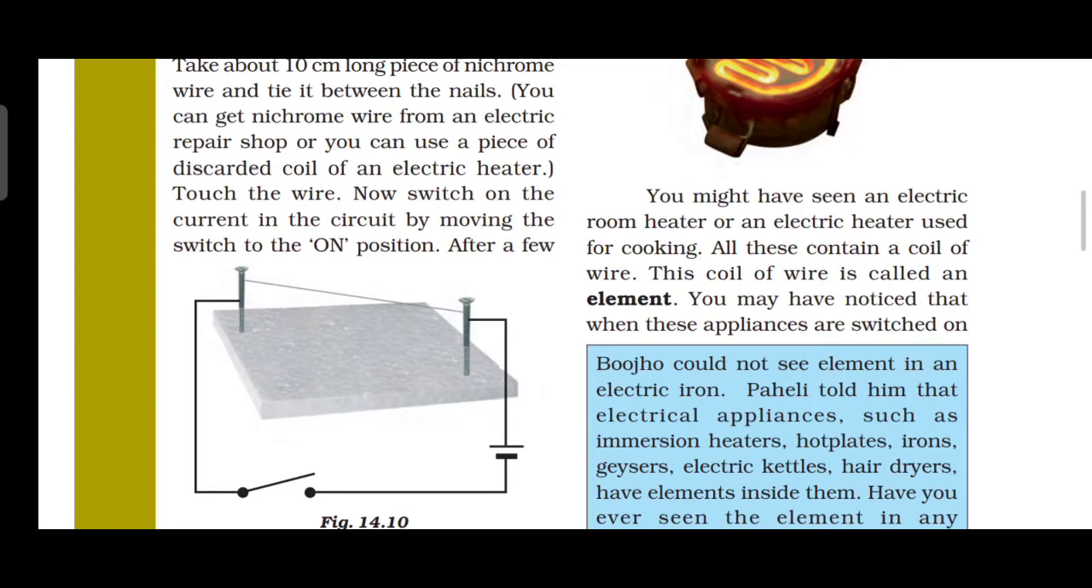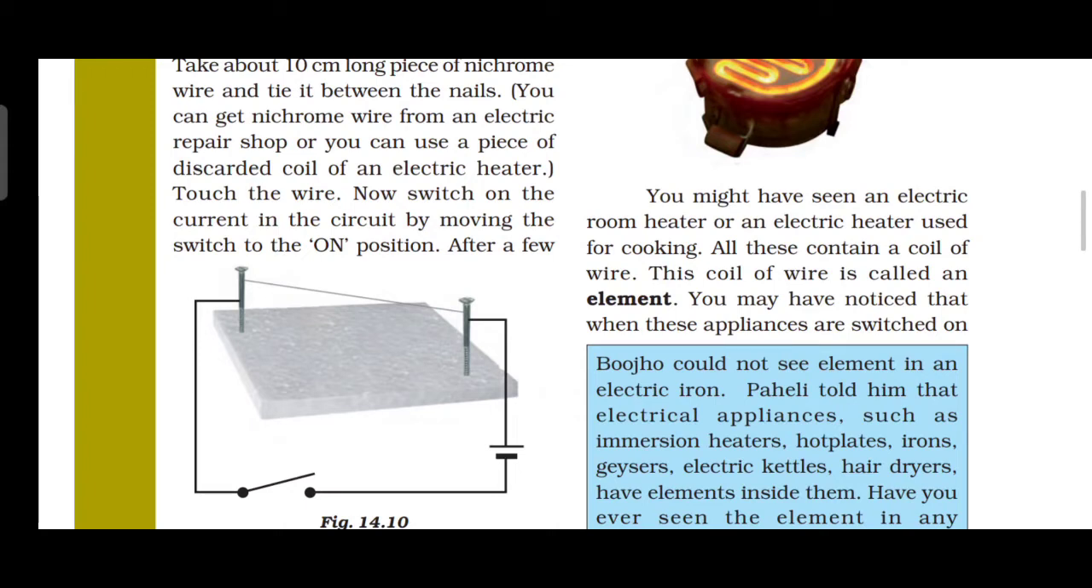Then touch the wire. Now switch on the current in the circuit by moving the switch to the on position. After a few seconds, touch the wire. What happened? Then we switch off the current, and touch the wire again after a few minutes. What happened? There is heat, right? The wire gets hot when an electric current passes through it. This is the heating effect of an electric current.